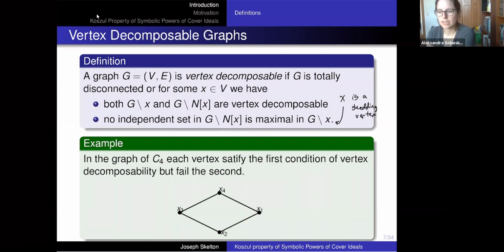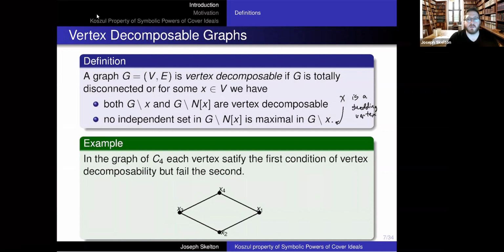Sorry, I don't think about graph theory this often. So when you say neighbors, you don't mean x itself? You mean everything around it, but not x. In this case, we actually do mean x itself. The closed brackets mean the neighbors of x and x. Great, thanks.